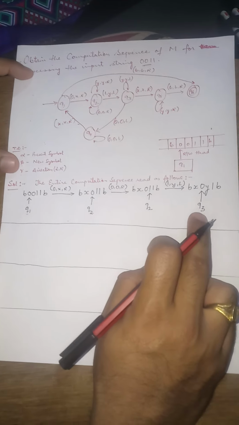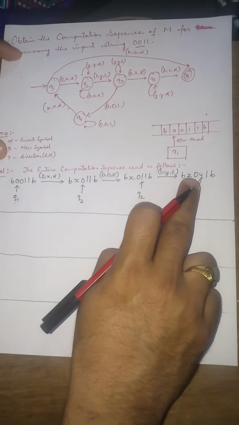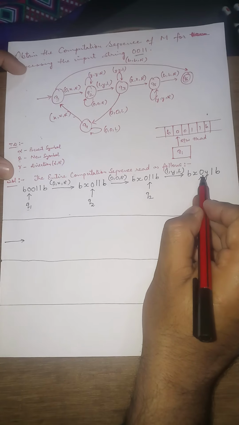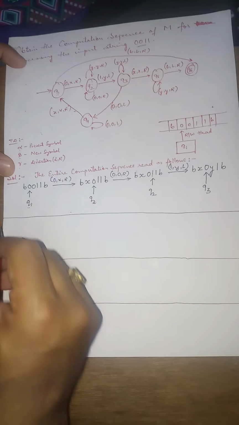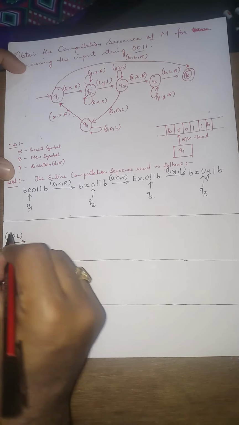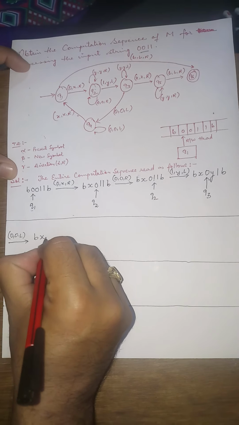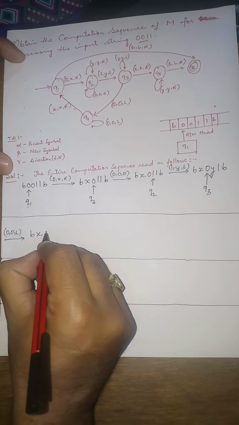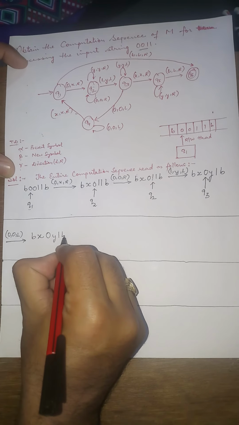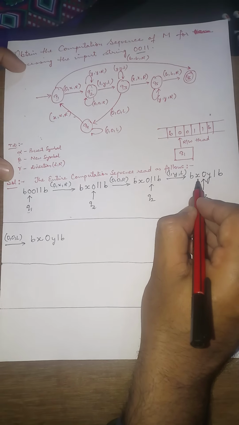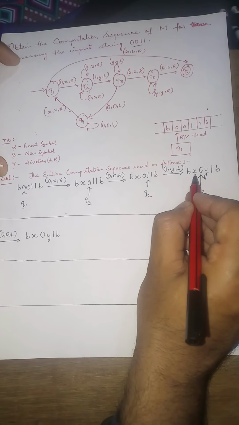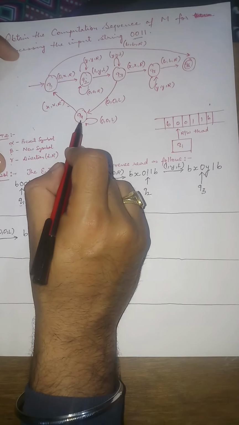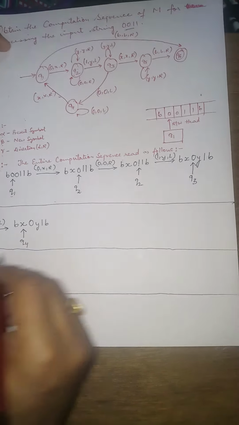Next, what you need to check? You need to check q3 upon the processing of 0. q3 upon the processing of 0 goes to q4. The move is 0, 0, L. So b x, here this 0 will be replaced with this 0, that is 0 will remain the same, then 0 y 1 b. Again you need to move towards left. So what is left of 0? That is x. So the read write head will move towards this position and the state is q4.